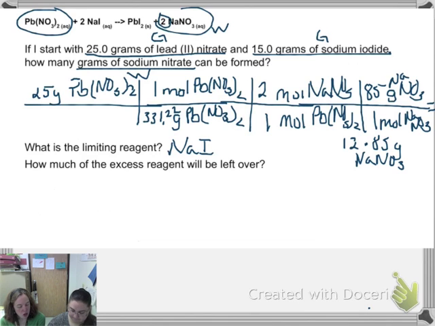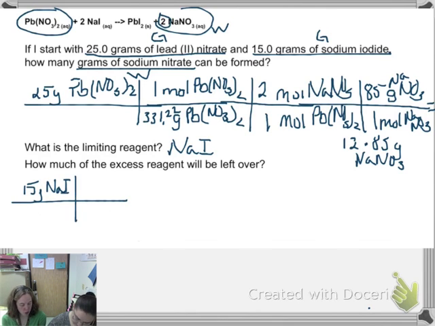Lead nitrate. So we need to know how much lead nitrate we actually are going to be using out of our original. So we're going to start this time with 15 grams of sodium iodide as our given. Okay, 15 grams. Okay, and then we just do your usual stoichiometry. So why don't you pause for a second and try and set it up on your own, and we'll come back to you.